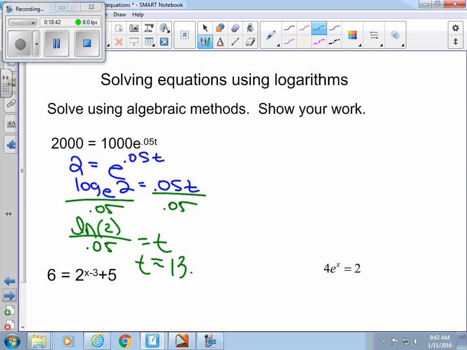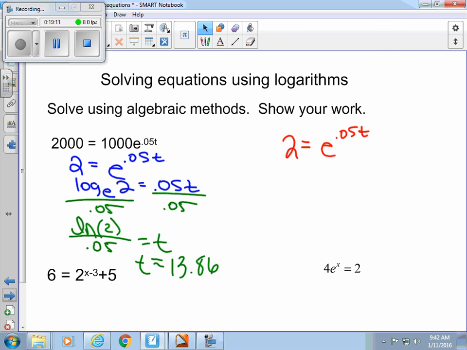13.86. My guess is 0.5 instead of 0.05. Okay, for Brett and Lily. Either way, you have to divide by 1,000. And then what is the inverse of e to the x? Isn't it log base e or natural log?